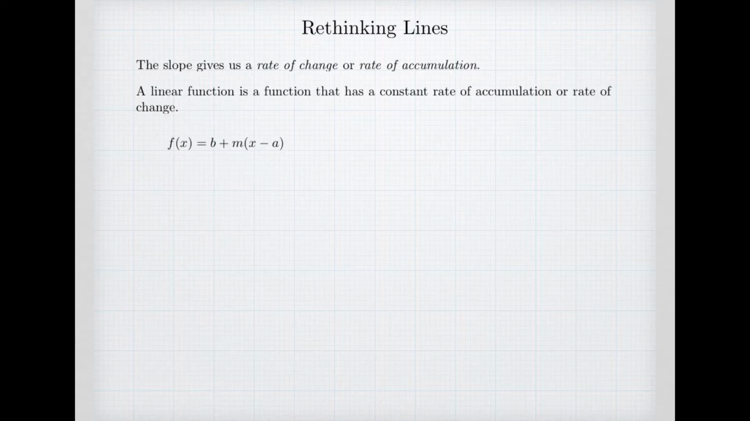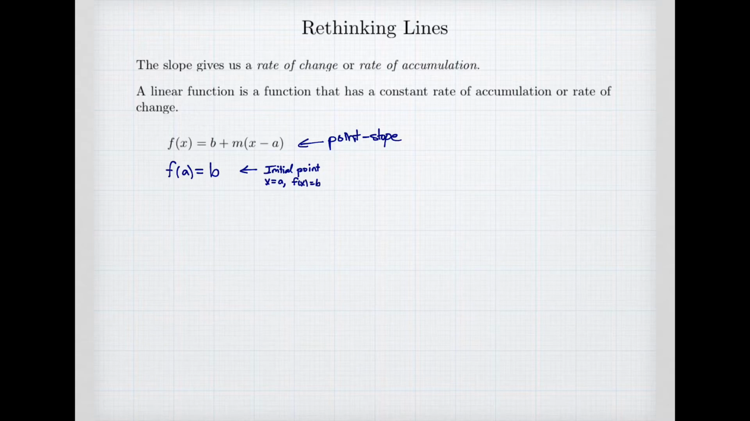So this is my point-slope formula, except I've now written it as a function instead of y equals, so I've got f of x. If I take f and evaluate it at a, when I substitute in x equals a, this x minus a gives me 0, and so I just get b. And so this is what we're going to call our initial point. This is our starting point, our initial position. When x equals a, the function returns a value of b.